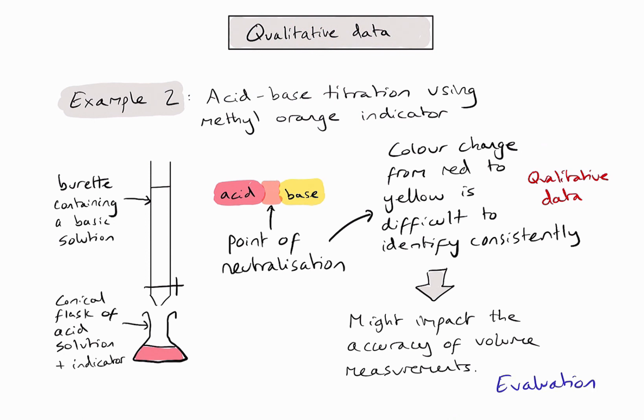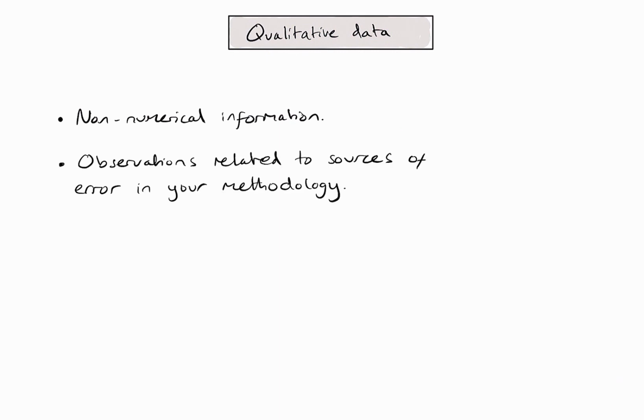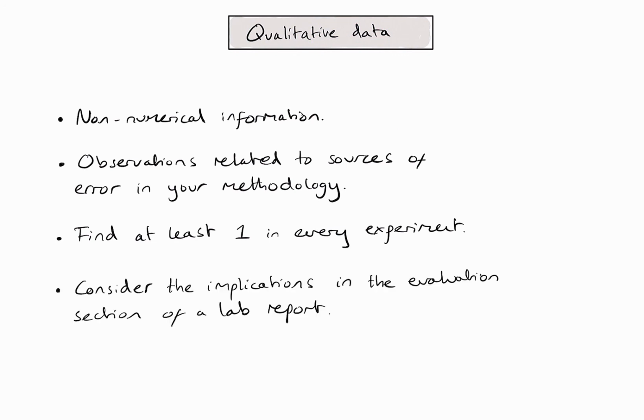Let's now summarise the key points from this video. Qualitative data is non-numerical information, and more specifically we're looking for observations that are related to sources of error in your methodology. As good practice, you'll want to find at least one in every experiment you do, and we consider the implications of these observations in the evaluation section of a lab report. Hopefully this video was of some help.